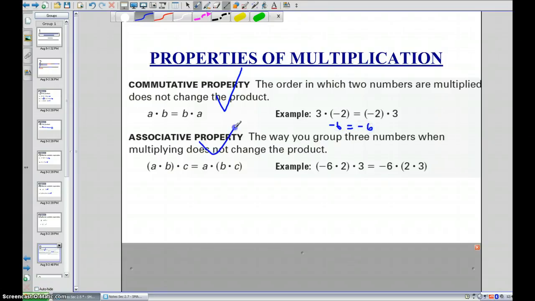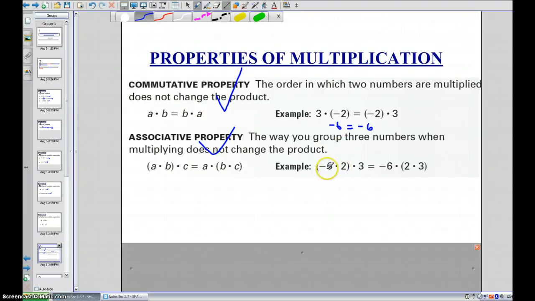Well, the other thing that we have is the associative property here. The way you group your three numbers when multiplying does not change the product. So right here, you could take the product of these two and multiply it by another number. Well, that'll equal the same thing as the number that you had here, the term, multiplied by the product of here. So once again, the order in which we multiply our numbers is not going to matter. The way in which we group them will not matter.